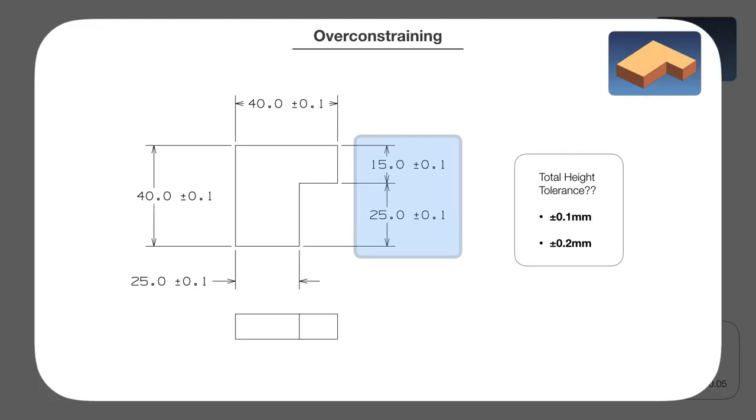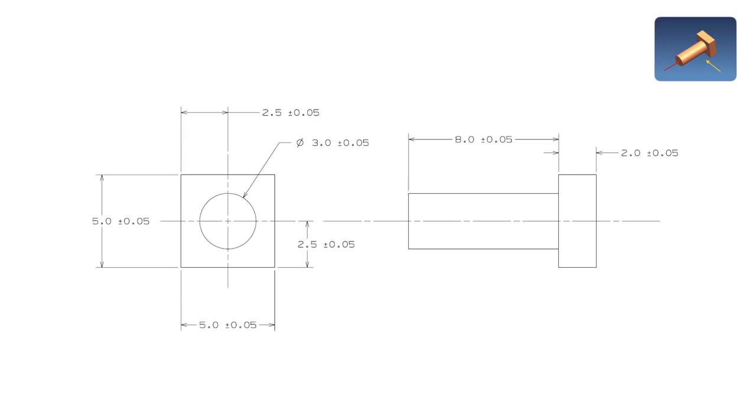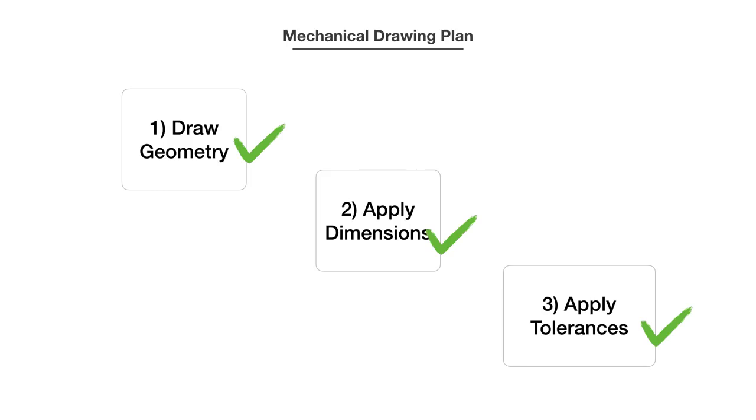So then the question is, what is the total height tolerance? It's not clear here. So to fix this, you have to get rid of one of the bad dimensions. So we could get rid of that one, and this fixes it. Now we know the total height tolerance is plus and minus 0.1 millimeters. Back to our drawing, we have bilateral tolerances and nothing is over-constrained. So we're done. This is a totally valid drawing. It's complete. We could take it anywhere and people would understand what we're trying to say.